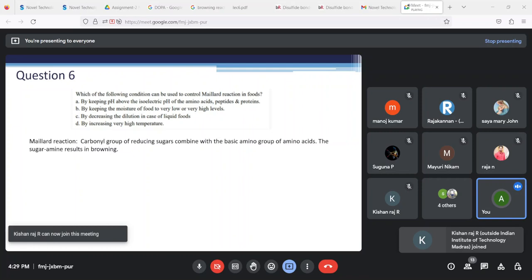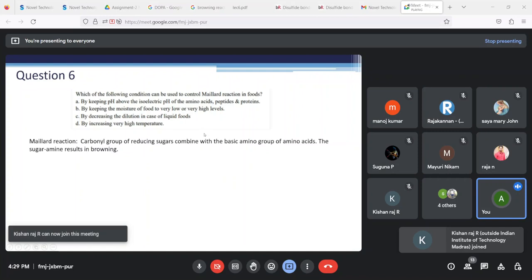I am repeating here, below pI means the amino group is protonated, which means no reaction between the carbonyl group and amino group. Above the pI means the amino group will not be protonated and hence it can easily react with the carbonyl group and result in browning. So statement A is false. You have to lower the pH below the isoelectric point to protonate the amino group and hence control the Maillard reaction. So we'll go to B.